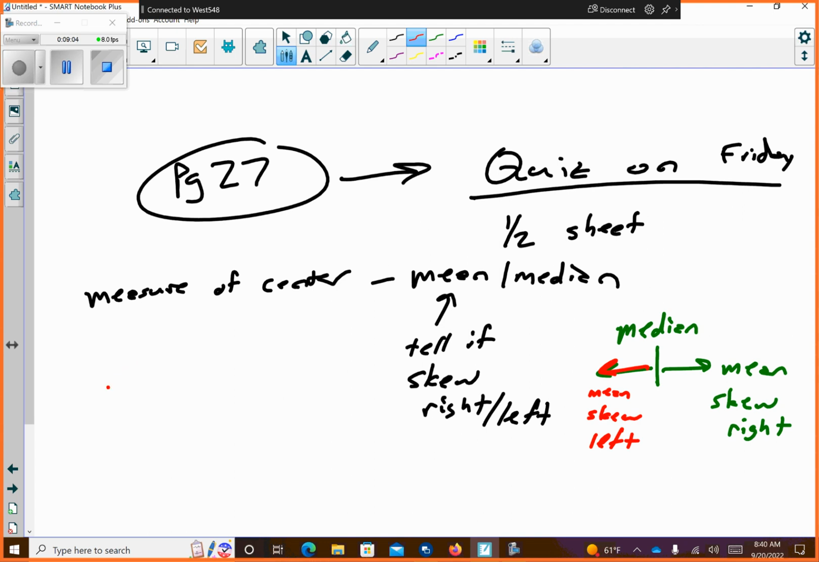So just so you know, median is the middle of data, and the mean is the average of data. Okay, so if you had a whole bunch of values, you can find the middle value, that's your median. If you wanted to find your mean, you add up what those values are and divide by the total number of values. Okay, so that's the first thing.